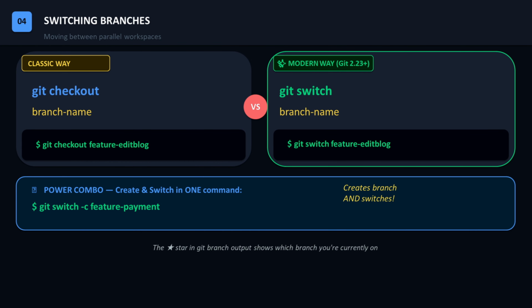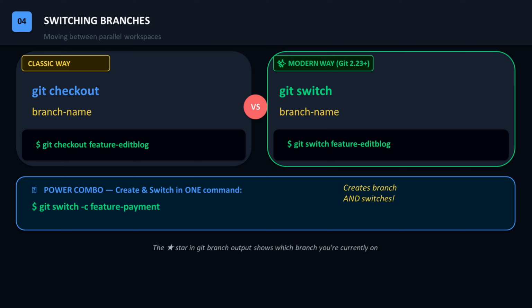Modern way to switch. In newer versions of Git, there is a simpler command to switch branches. Instead of checkout, we can use git switch and the branch name. For example, git switch feature edit block. If you want to create and switch to a branch in one command, use git switch -c feature payment. This will create the branch and move you into the branch.